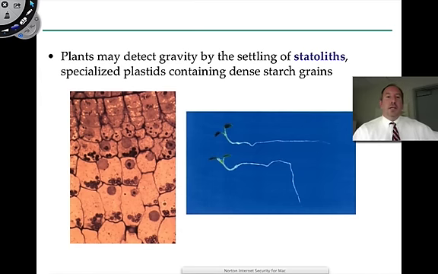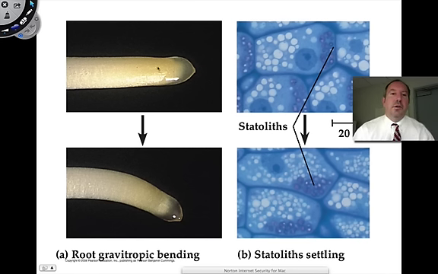We believe that as a result of gravity, these statoliths are falling down in response to gravity, and the cells are able to react to this. Check this out. Here's a close-up of the root, and here it's growing, and now look, it's subjected to gravity, and so it's bending toward the earth. So this is positive geotropism.